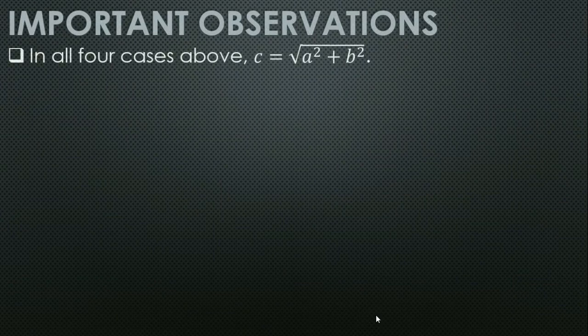Important observations. In all four cases above, c is equal to square root of a squared plus b squared. So take note of this one. Okay?